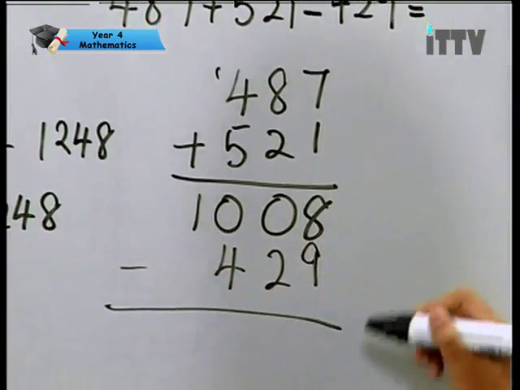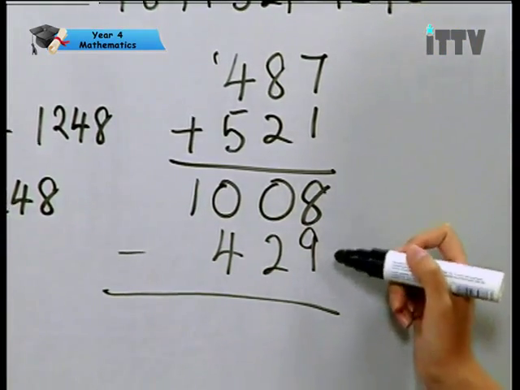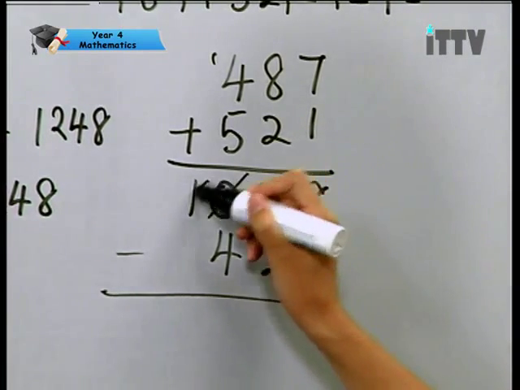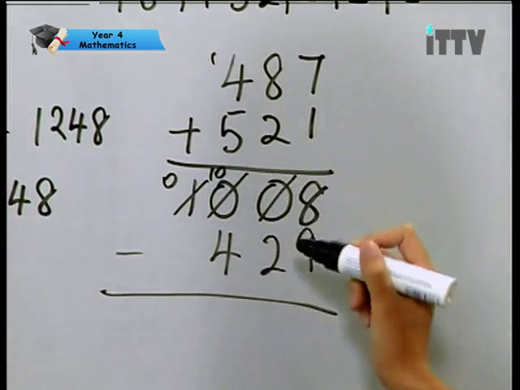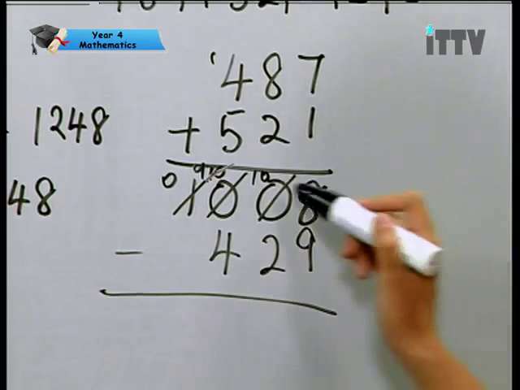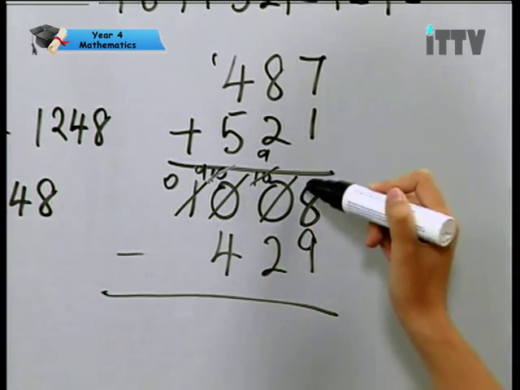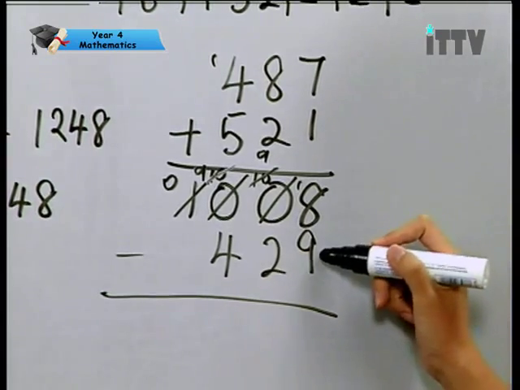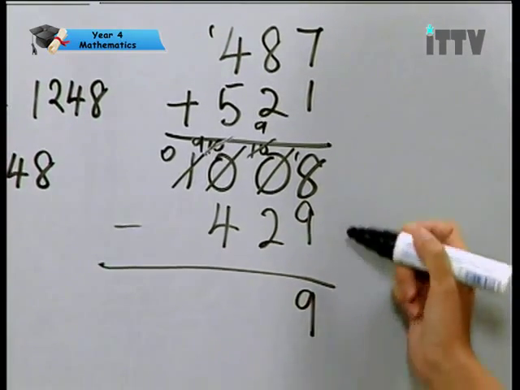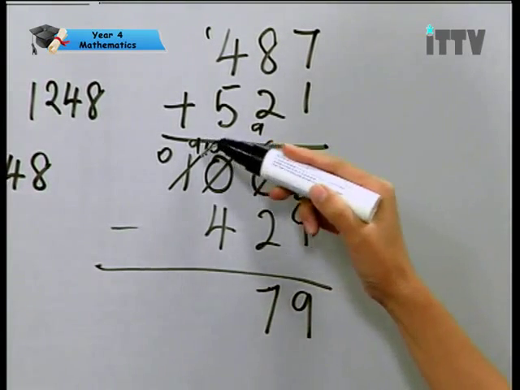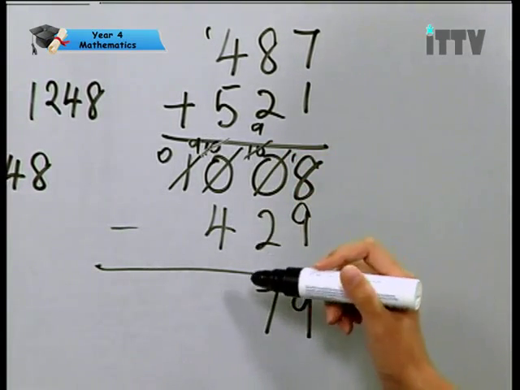429. Okay, now 8 cannot subtract 9, so I need to trade. 10. Okay, 9 and 10. Trade again so that I get 9 here and 1. Okay, 18. 18 minus 9 gives me 9. 9 minus 2 gives me 7. 9 minus 4 gives me 5.